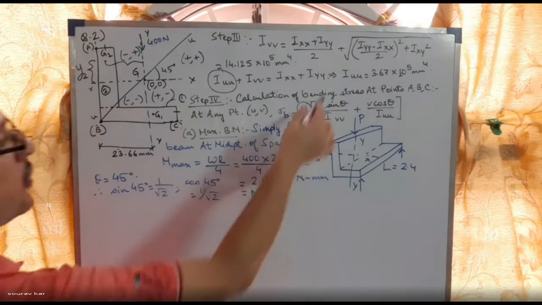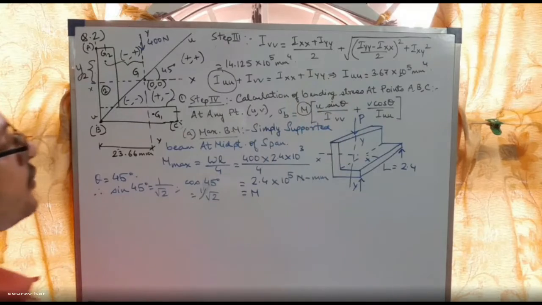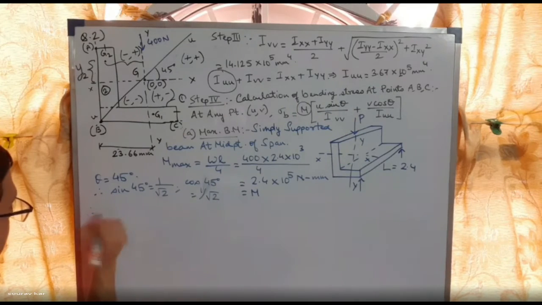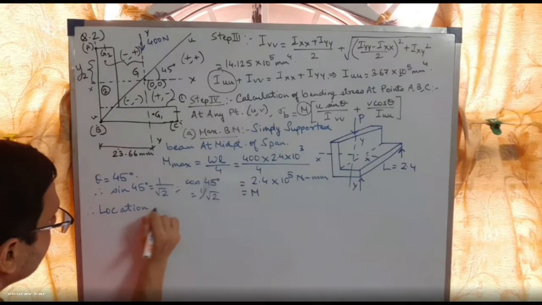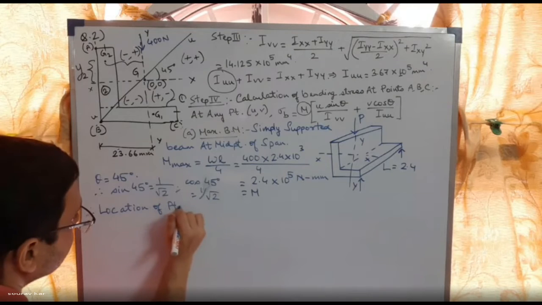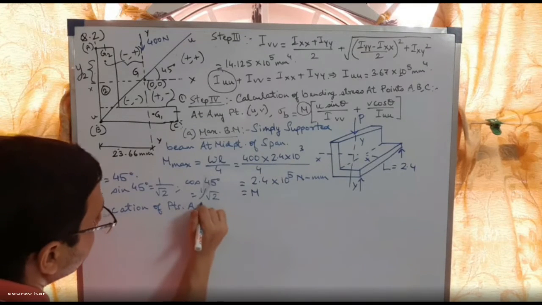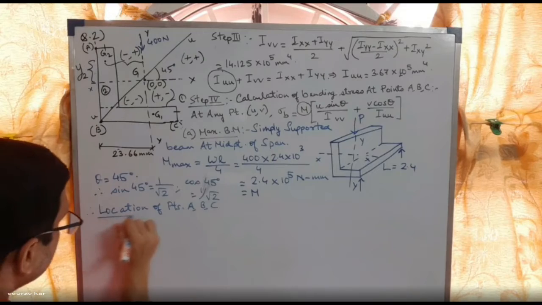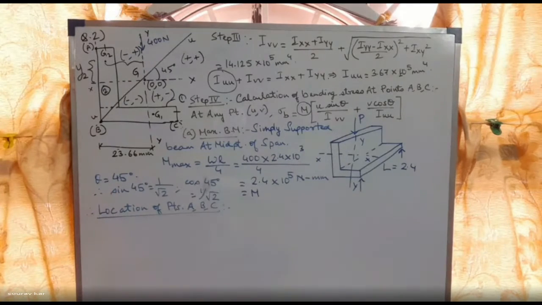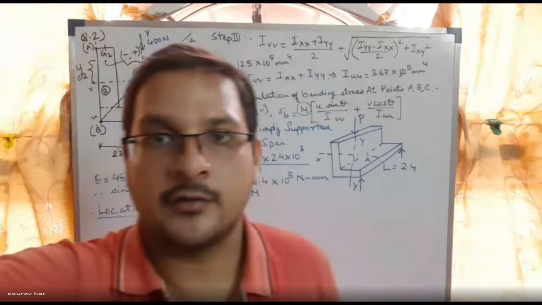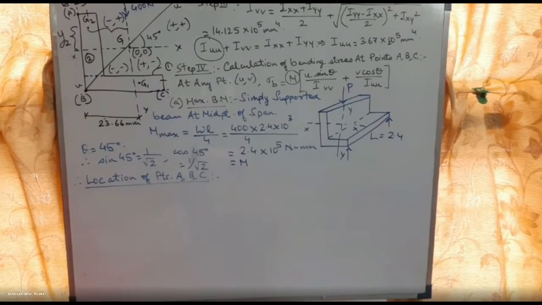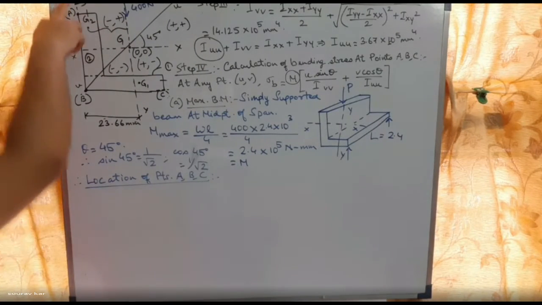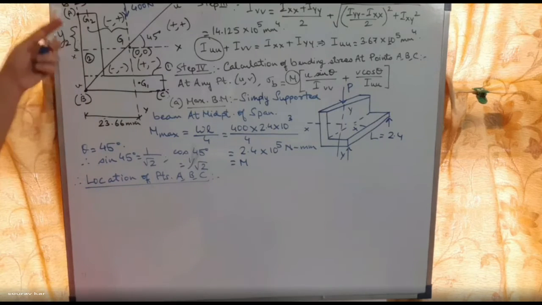So I have got all these things. Only the U and V coordinates are left. So therefore, find out the location of points A, B, and C. We have to locate the points A, B, and C in terms of XY coordinates as well as U and V coordinates. Obviously, they have told me to find out the bending stress at A, B, and C.